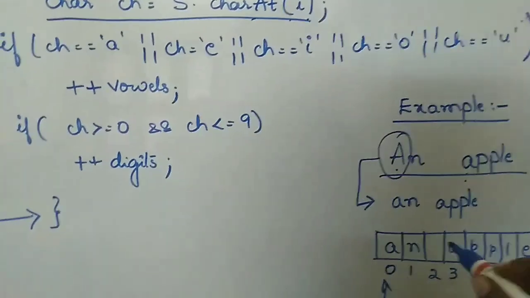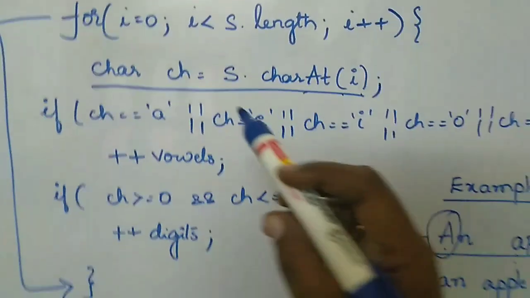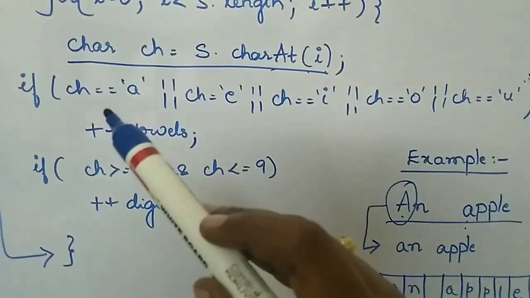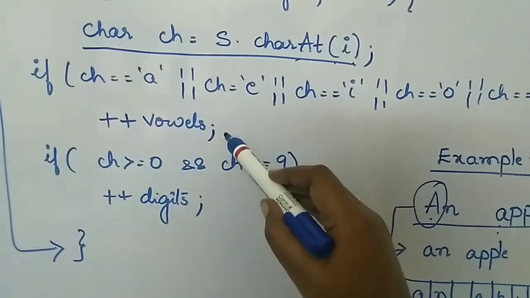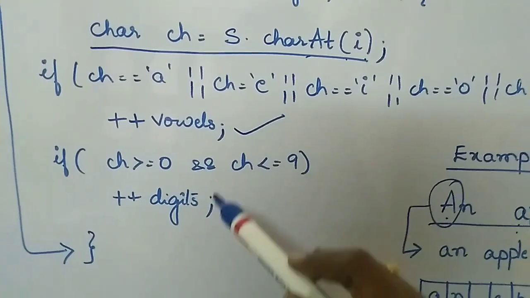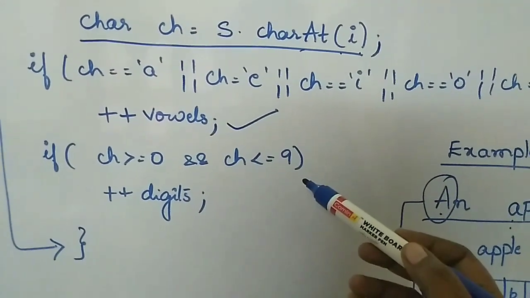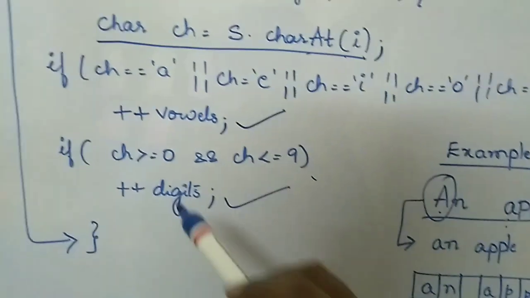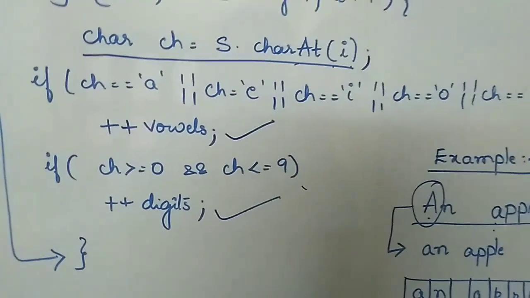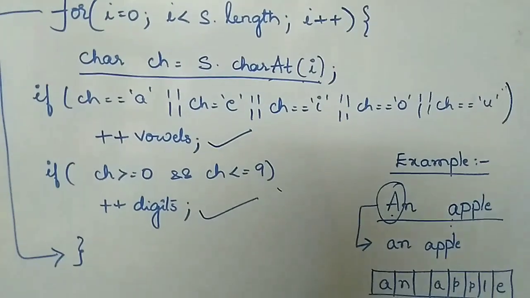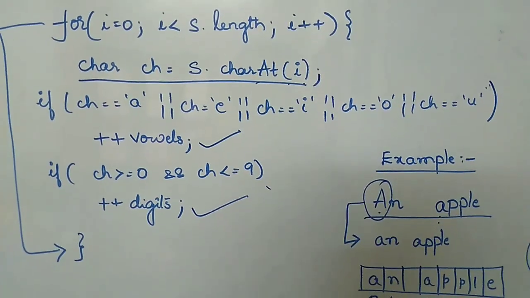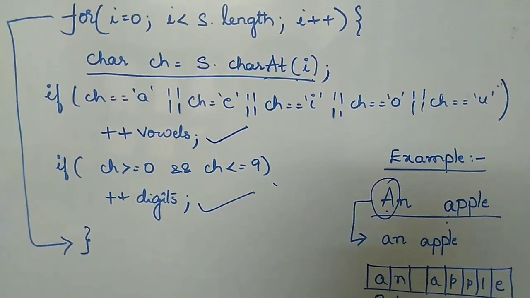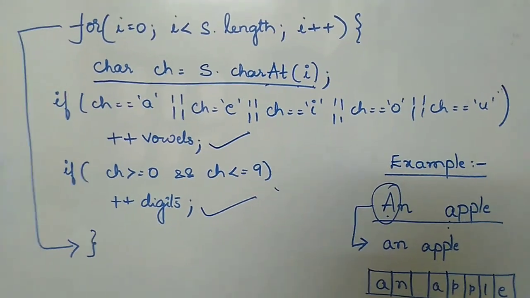Okay, right. Now the logic is like this: if the character is a, e, i, o, u, then we'll have a counter, vowels, and we'll be incrementing the vowels counter. If it is a digit, we'll be incrementing the digits counter. That's it friends, and this is just if and if. Our problem statement is to count the number of vowels, number of digits and the length of the string, and print the number of characters inside the string.